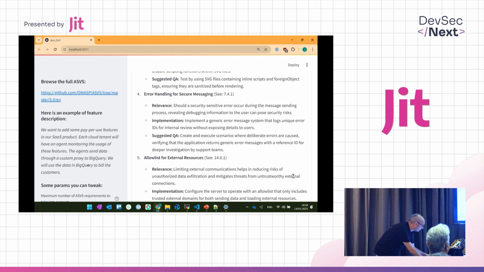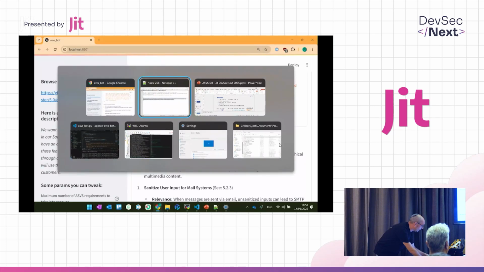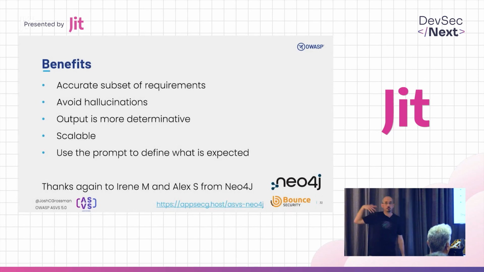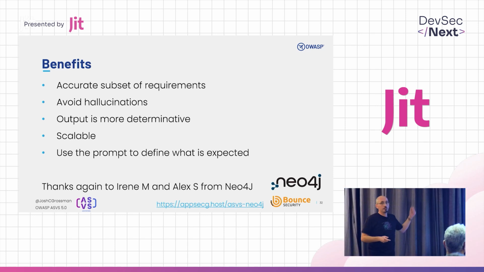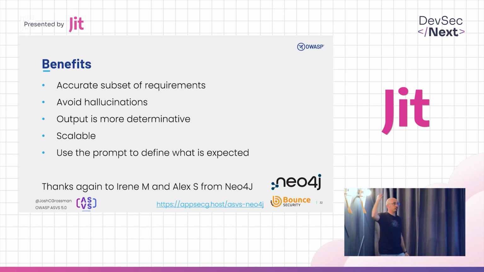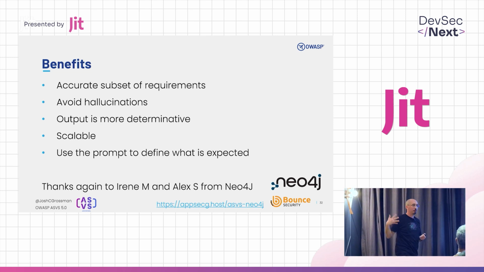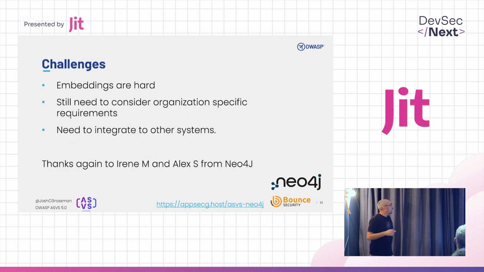I'm going to finish off because I know we're a little bit time compressed here, but that's the overall idea. We've got this way of saying, okay, how do we take all these features, all these requirements, and just focus on the ones that are important to us? And the benefits, obviously, we get a more accurate subset. We get ones that are focused to our needs. We don't have hallucinations. We get output in the format that we expect and that our developers need. It's scalable because it's an LLM. It's not relying on human intervention as such, so it can potentially scale across a large number of developers.